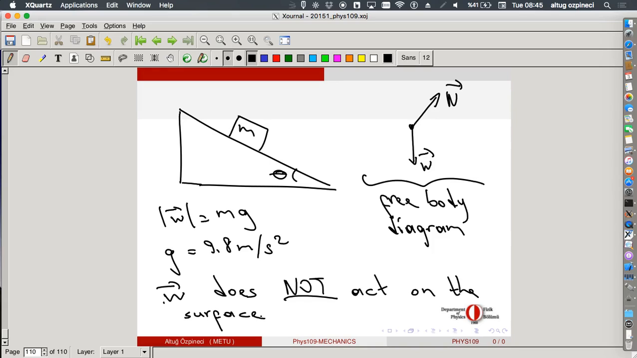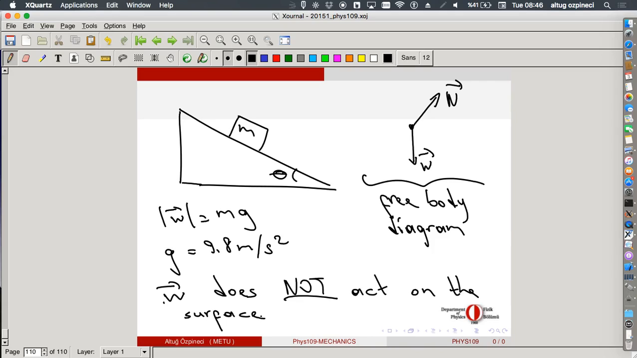This is a common mistake. Omega will not act on the surface. Omega only acts on my mass m. Of course, due to this omega, we have this normal force created. At least in this example, if omega was 0, the normal force would have been 0.